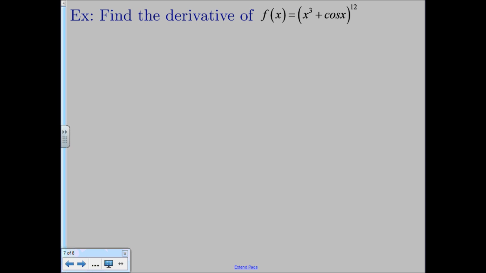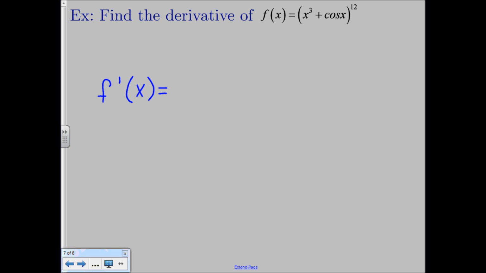So now in theory, you could multiply this binomial by itself 12 times, simplify it, and then take the derivative using just your power rule and product rule, but that would take a really long time. It would be really labor intensive, and there's a lot of room for error. So what we're going to do is apply our chain rule to it so that it's a lot easier and there's less room for error.